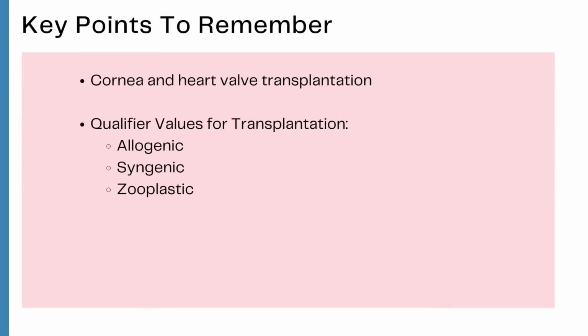The key points to remember: corneal and heart valve transplantations are coded to replacement as the root operation. They are not coded to transplantation as the root operation. And there are qualifier values which identify from where the transplanted organ is received, who the donor is. Allogenic is from another individual of the same species. Syngenic is tissue or organ from an identical twin, and zooplastic is tissue or organ from another species or an animal.